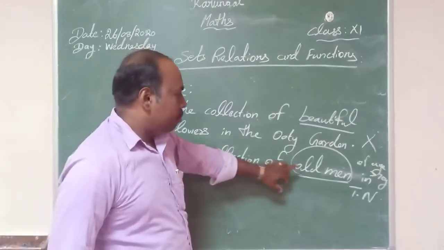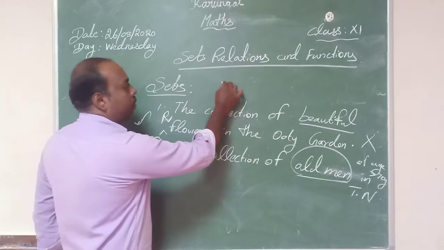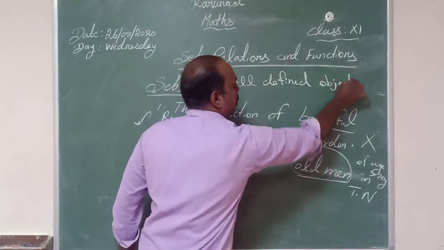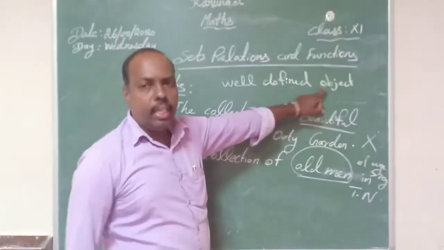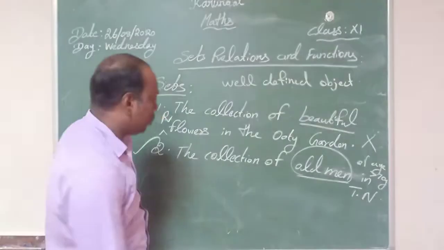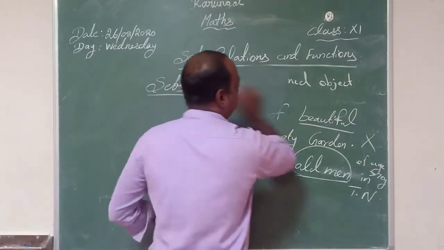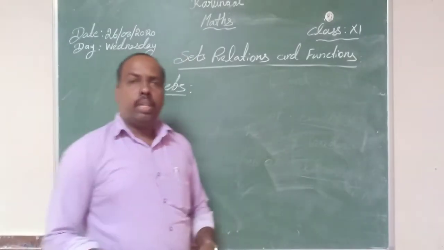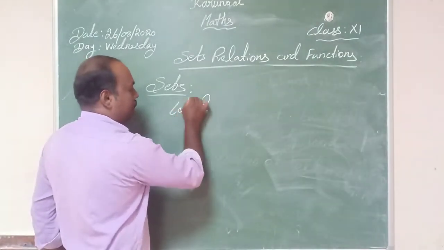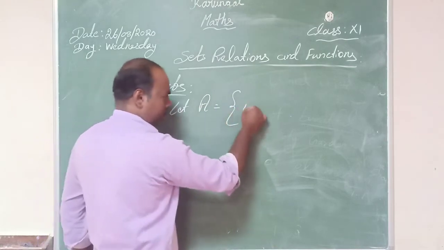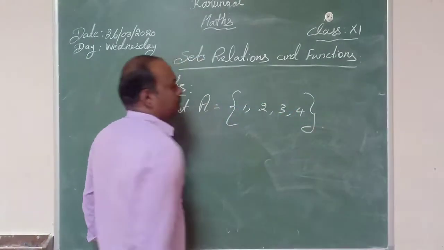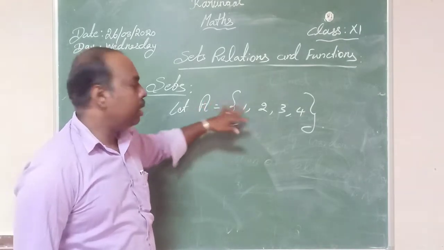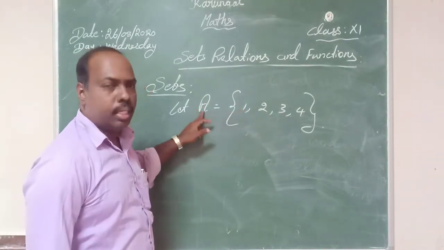Now you can say the definition. What is a set? A set is a collection of well-defined objects. Am I right? So a set is a collection of well-defined objects. Another example. Let A equal to the set of all 1, 2, 3, 4. So it is also well defined, am I right? How many elements are there? 4 elements are there. If anyone asks you how many elements are there, then you can say 4 elements. So it is a set.